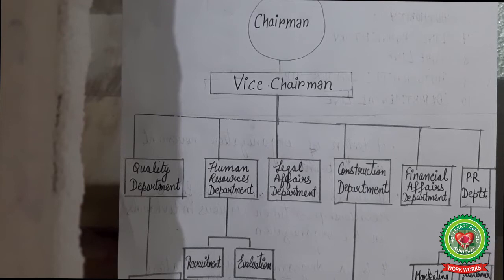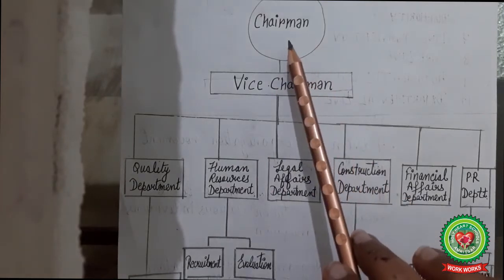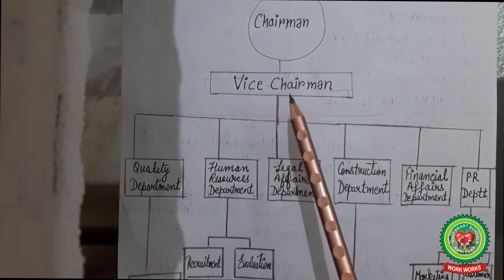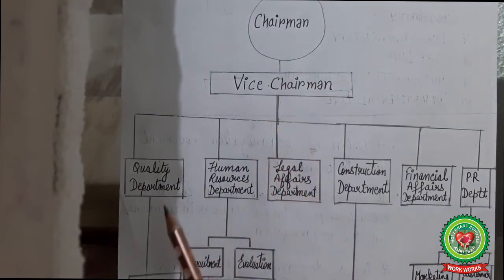So when I was looking through a company named L&T Construction Company, its main unit is at Bombay. They are mainly dealing in construction. When I was going through their organization structure, first of all, their head is the chairman. Then they have a vice chairman. After that, they have many departments: quality department, human resource department, legal affairs department, construction department, financial affairs department, PR department. PR is public relation department.